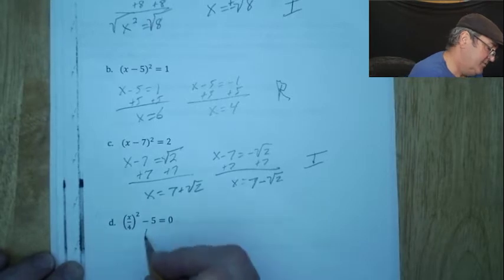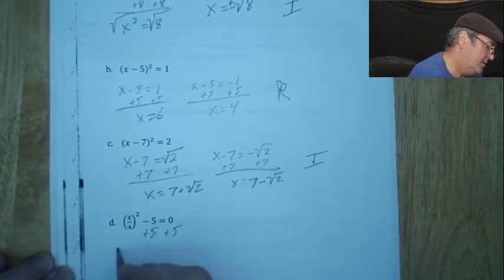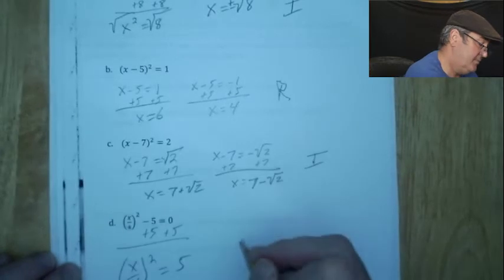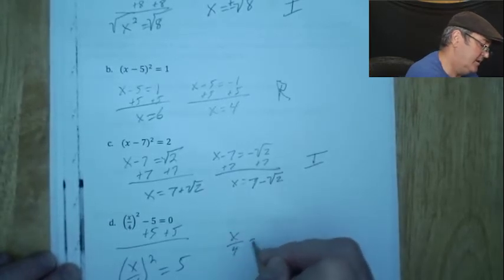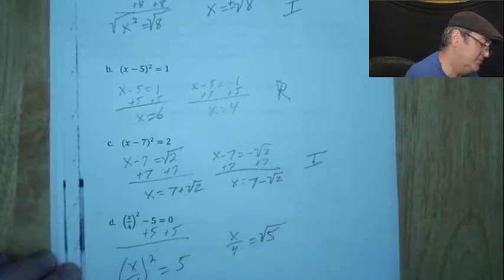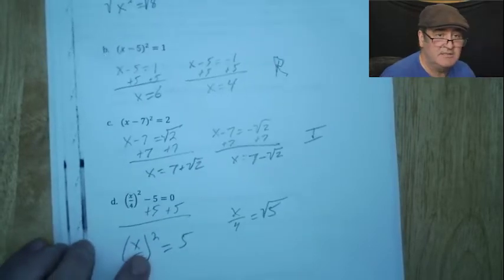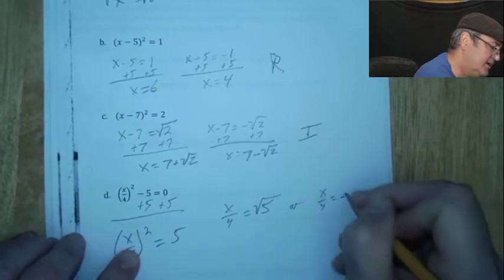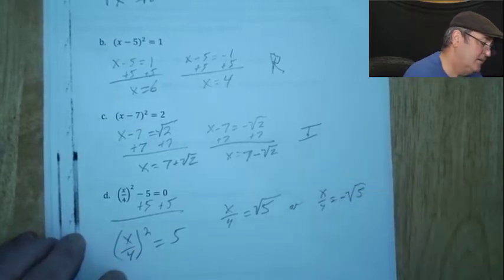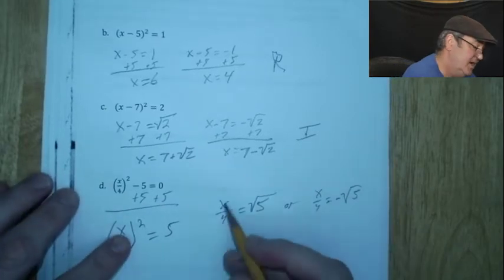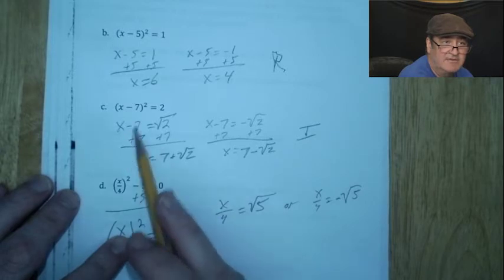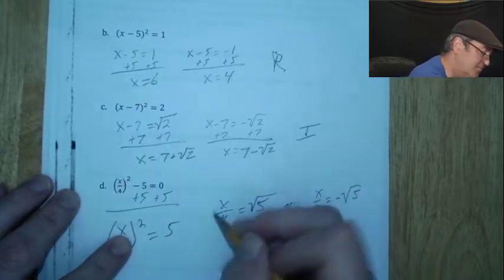Let's look at this one. We're going to have to move the 5. So x over 4 squared equals 5. Okay, so that means x divided by 4 equals the square root of 5, because we take the square root of both sides, or x divided by 4 equals negative square root of 5. One or the other. So to get x by itself here, see up here we had x minus 7 or x minus 5. We had to add 5. This one we've got to multiply by 4.